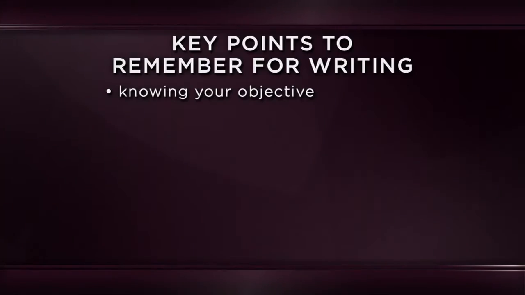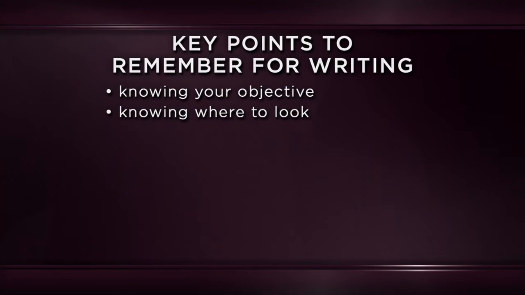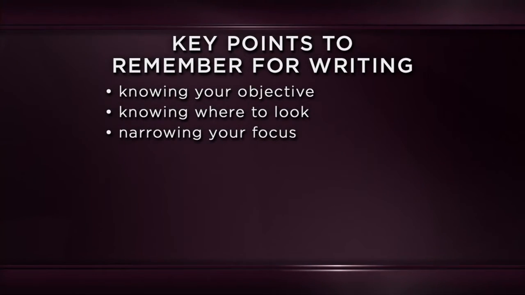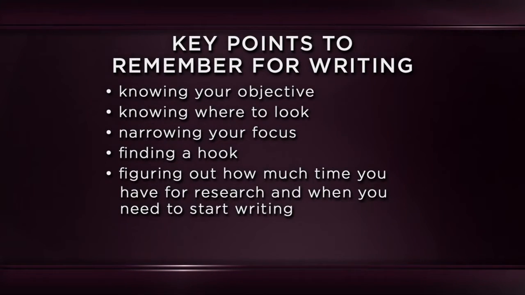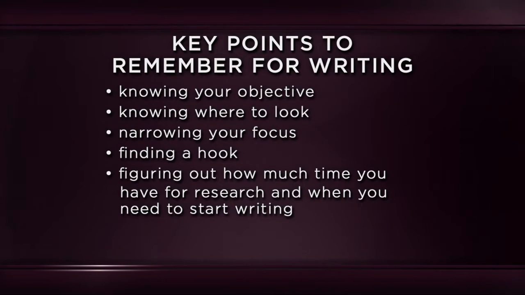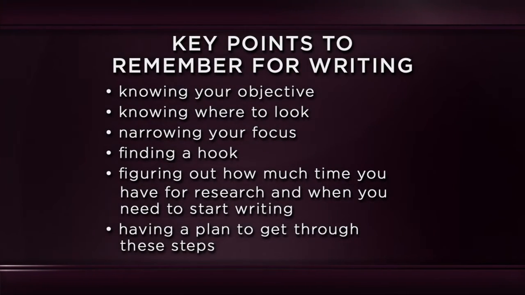Although the specific example I'm going to use today comes from the academic world, the steps I'm going to outline apply just as easily to an article for a magazine that you're researching, or a report for work, or even a story or novel that's set in a time and place about which you maybe need to learn a little more. The key things for all of these types of writing are knowing your objective, knowing where to look, narrowing your focus, finding a hook, and then figuring out how much time you have for research and when you need to start writing. And you need a plan to get you through all of these steps.